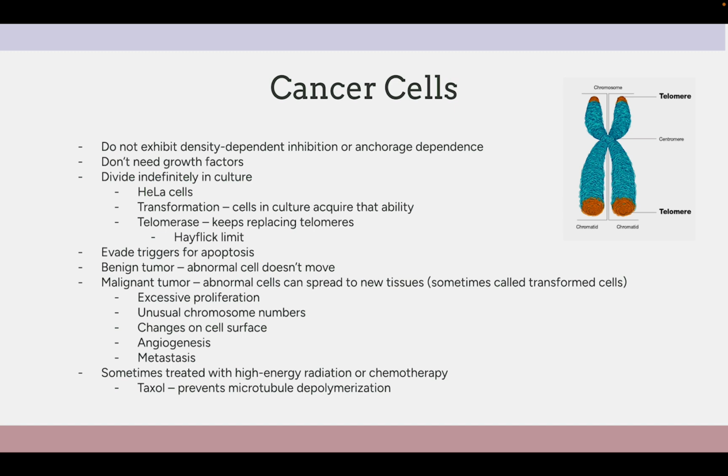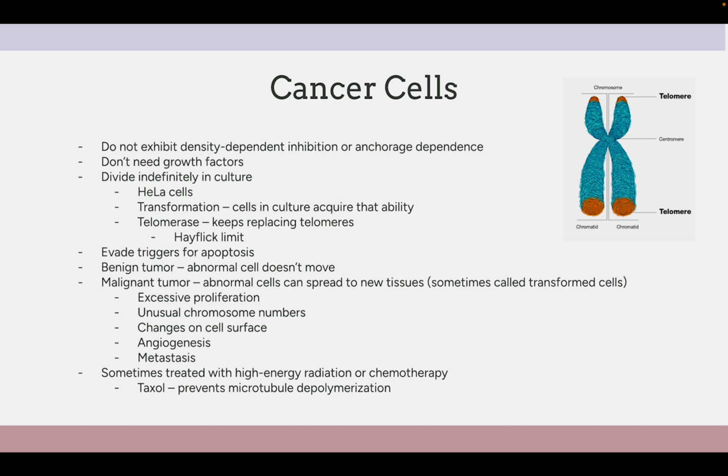And anchorage dependence is basically that normal cells have to be anchored onto something to continue growing. But cancer cells do not, and that's really dangerous because it allows them to move sometimes. And cancer cells also don't need any growth factors to grow. They can either produce their own signals or they can just get rid of that need to have some sort of signal to grow. And in general, cancer cells divide indefinitely in culture.